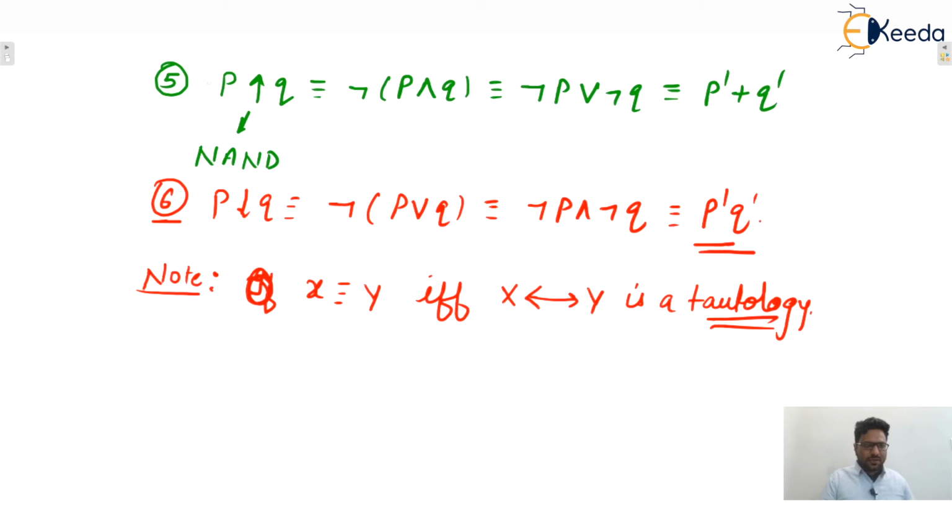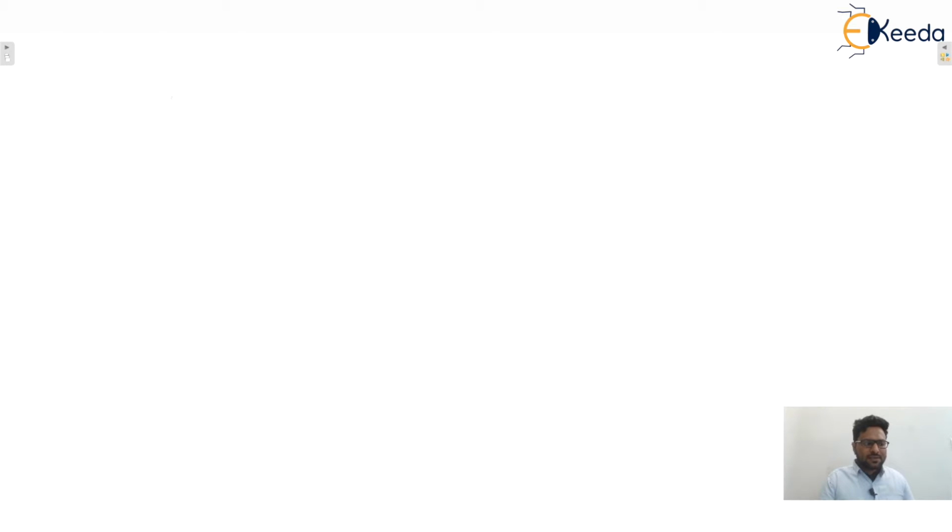So let us consider one example. Let's say one logical expression is given to you, this one, X. And the second logical expression is, let's say, P' Q'. We need to check whether these are equivalent or not. Yes or no? So what will we see?